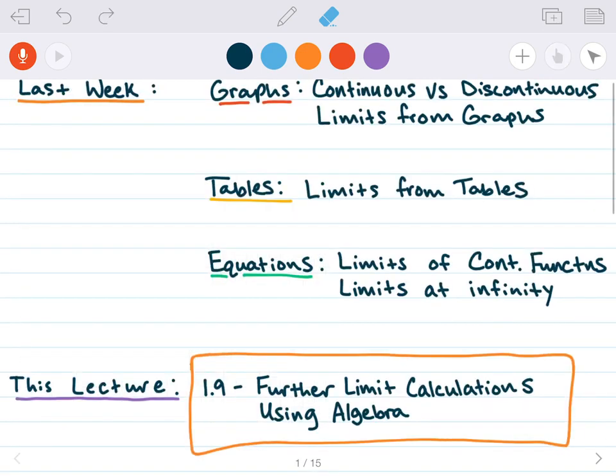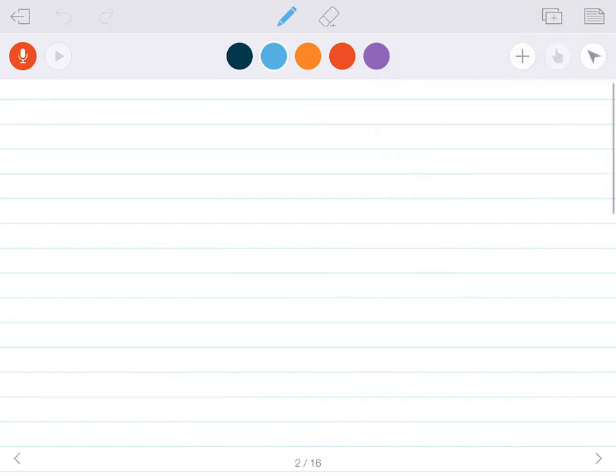Before we get into this, let's talk about what we looked at last week. We had two different strategies that we used for equations. The first strategy was when we had continuous functions. Continuous functions were easy to take the limit of because all we have to do is plug in whatever x is approaching into our function.